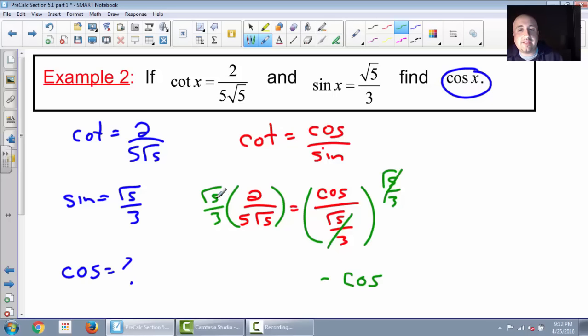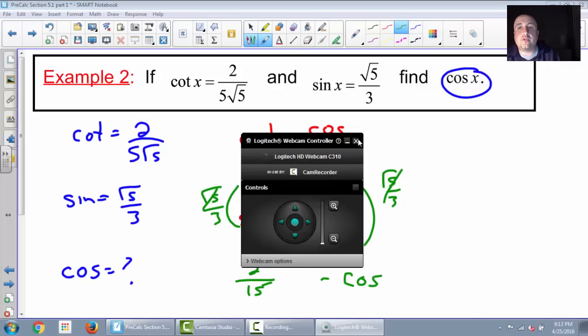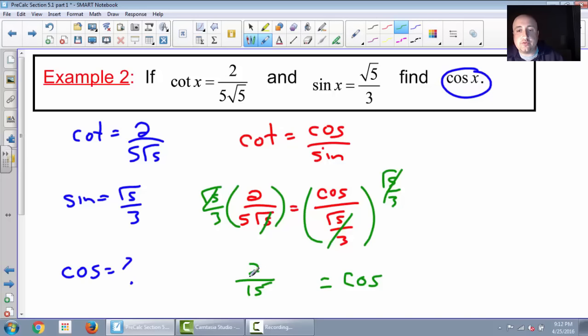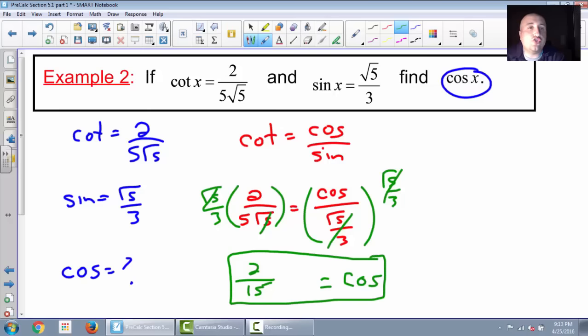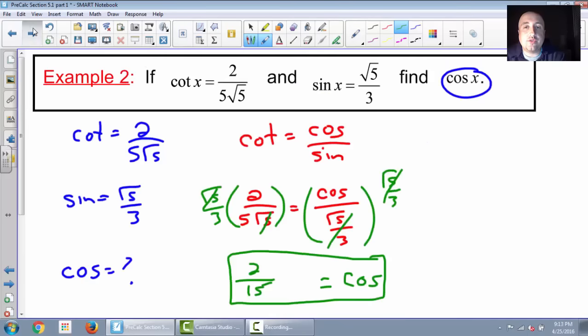And now let's simplify the left. I can get rid of the root 5s because those cancel. Now I'm left with 2 on top, and I have 3 times 5 on the bottom, which is 2 over 15. So cosine is equal to 2 over 15. Can't reduce it. There's your answer. So we used our trig identities with the givens and knowns to find the unknowns. All right, so that's the first set.